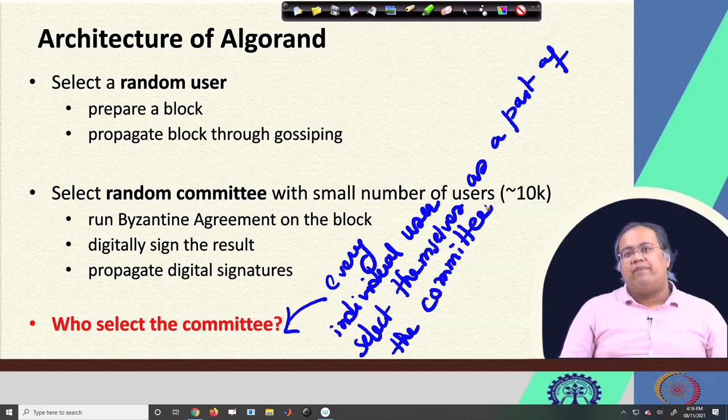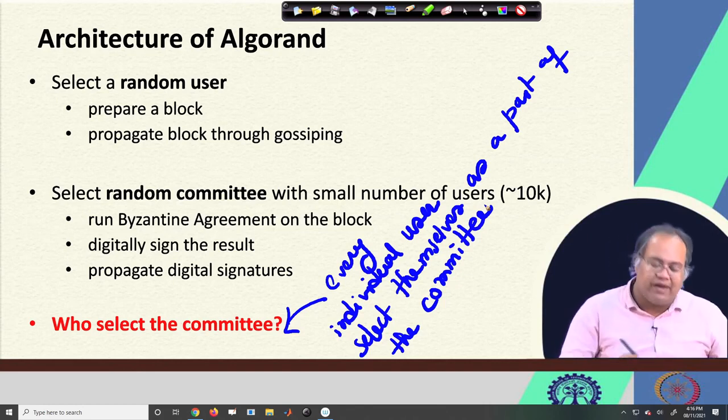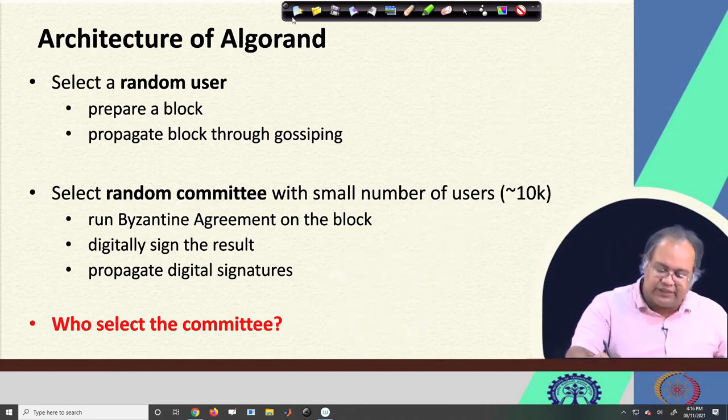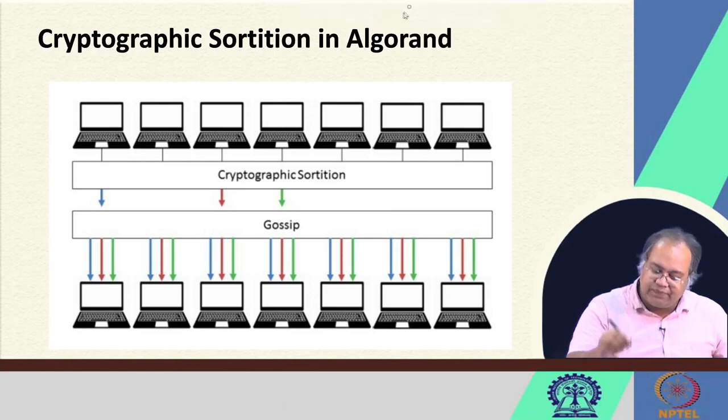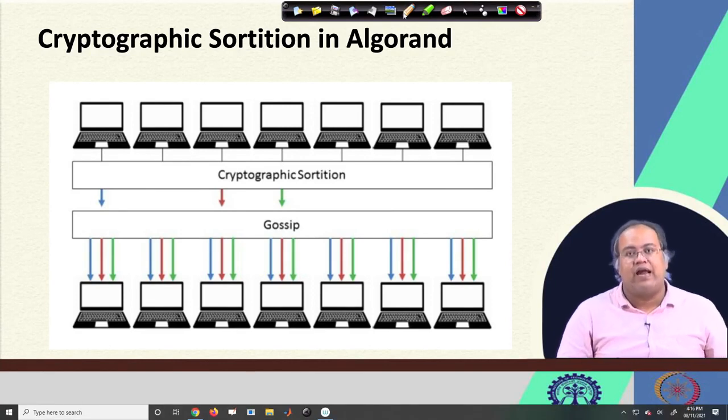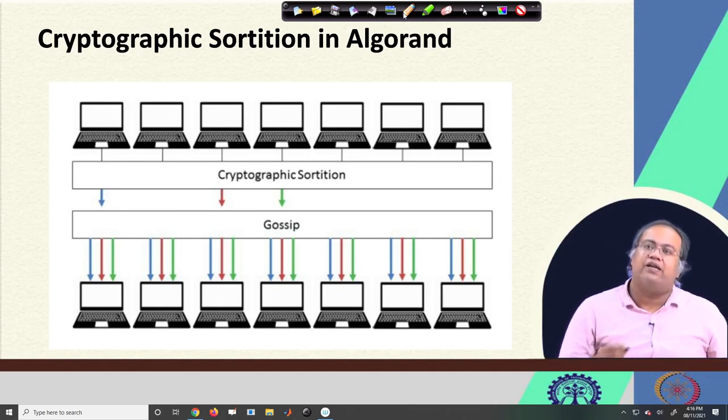If I am going to select myself as a part of the committee, obviously I need to prove that I am someone who is eligible to be part of the committee. Well, how am I going to prove that I am eligible? To prove that, Algorand uses this magic which is called cryptographic sortition. So, what is cryptographic sortition? It is an algorithm that every individual participant runs, and it generates two things.